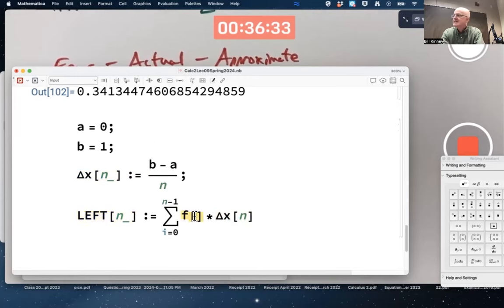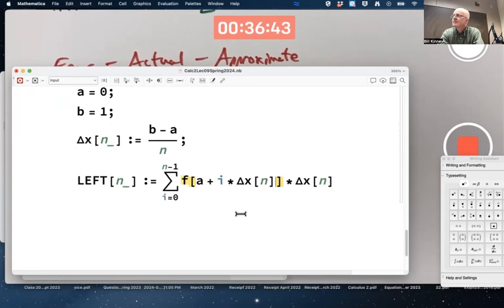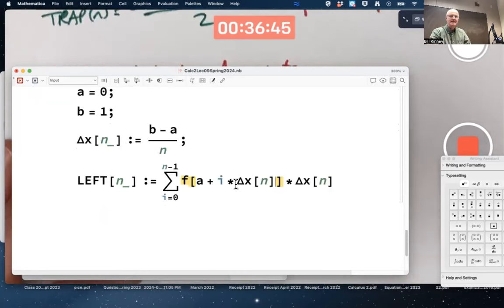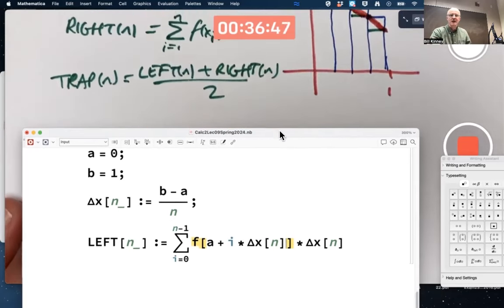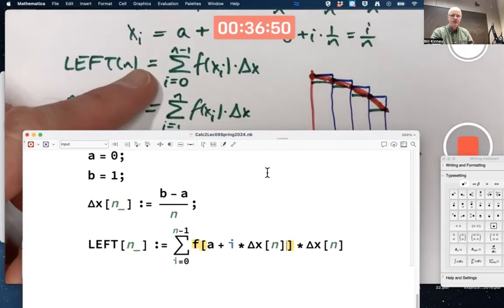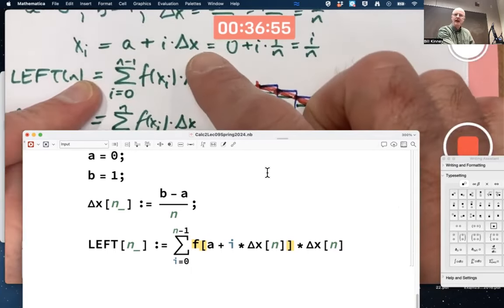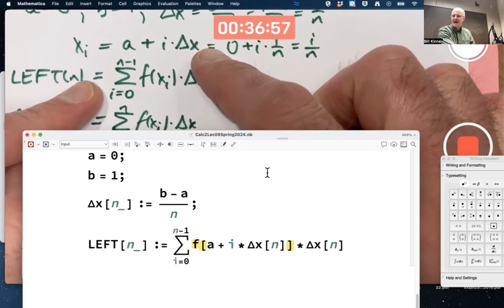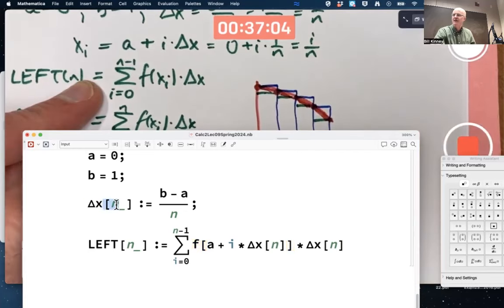What's left is to type in xi. Well, that's a plus i times delta x. You can type it like this. This is the Mathematica version of that formula right there, with xi being a plus i times delta x. And yes, again, I'm emphasizing I'd like to be able to change n. That's why I'm writing delta x as a function of n. It depends on it.